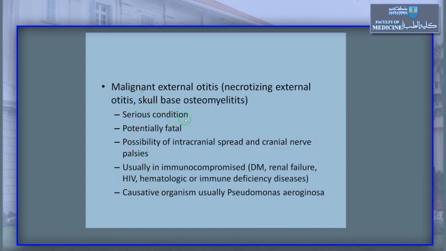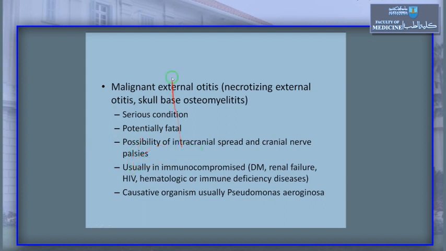The third type of bacterial external otitis is called malignant external otitis. Malignant is not the correct name for the condition, but it is the common name we are using. It is called necrotizing external otitis or skull-base osteomyelitis. In this condition, the infection will spread from the external auditory canal into the bone of the skull base. So it is a serious condition that can be potentially fatal for the patient. Why? Because of the possibility of spread to intracranial structures, and it can also involve cranial nerve palsies.